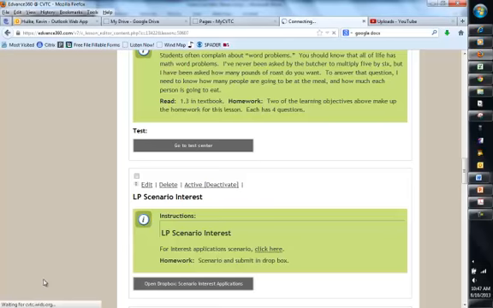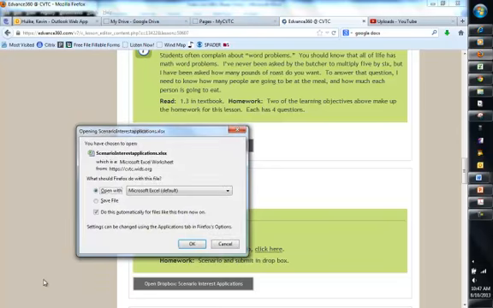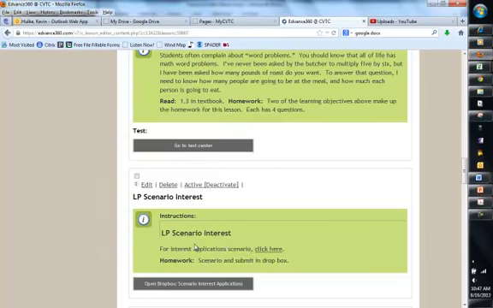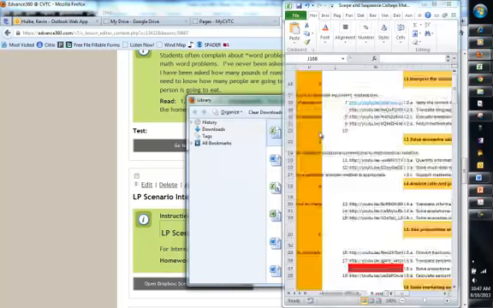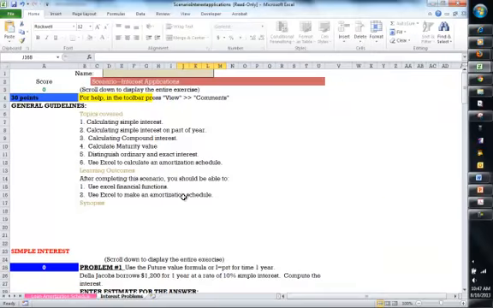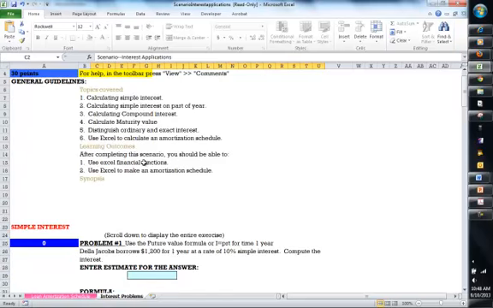In this application, we're going to use Excel to solve the problems of future value, present value, and things like that. So let's get started here. First thing you have to do is put your name in it. We're going to calculate simple interest for part of the year, calculate compound interest, maturity value, ordinary and exact interest, and then amortization.